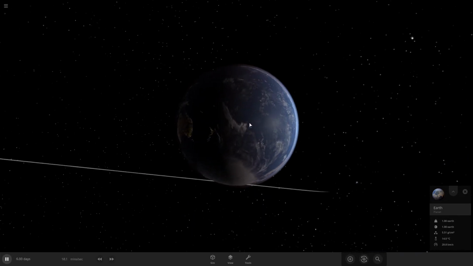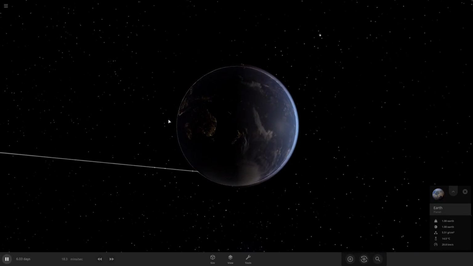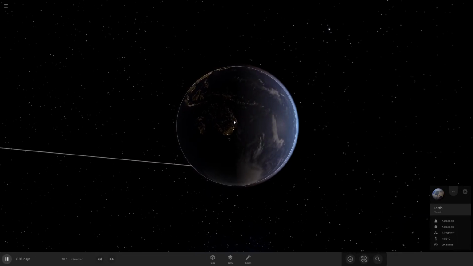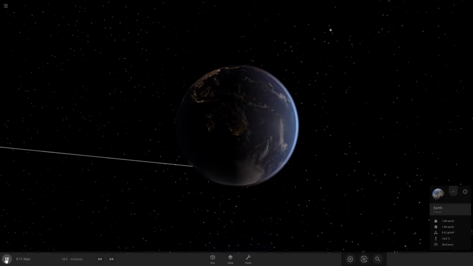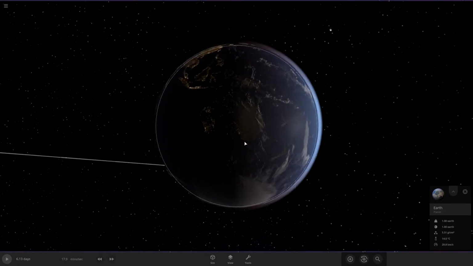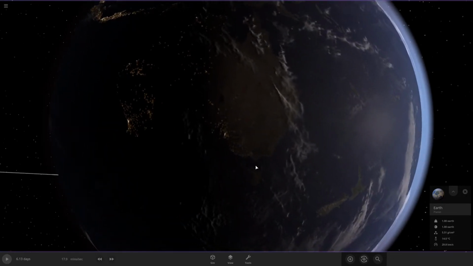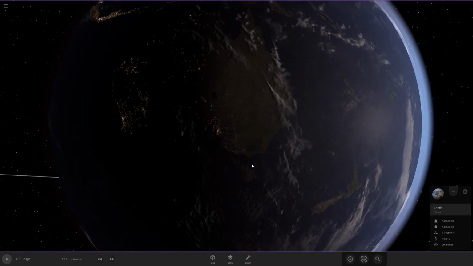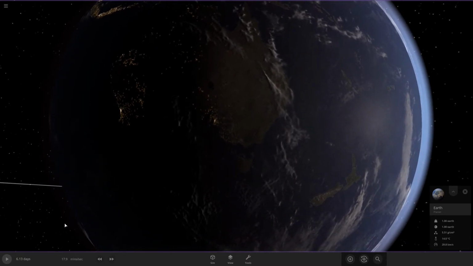Now, Australia, let's have a look at Australia. It's nighttime for Australia at the moment. New Zealand's up. Now, just going to pause it here. Okay, this is just the dawn time. We can see people are just starting to turn their lights off because the sun is coming up, and it is early in the morning in Australia here.